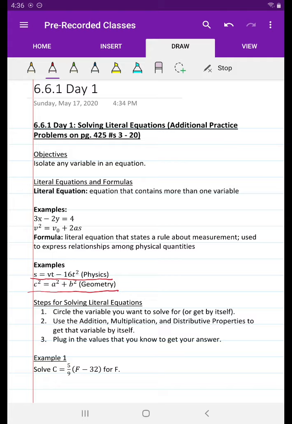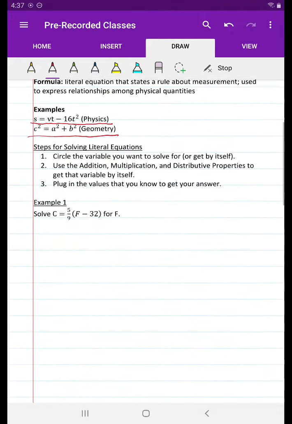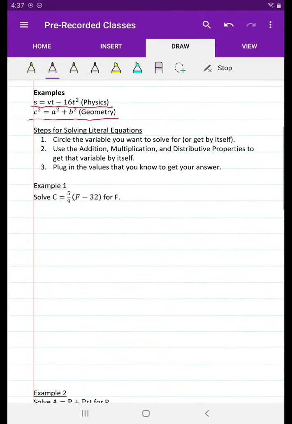So obviously, because we have more than one variable in these things that we'll be working with today, when we go ahead and isolate the variable that we're looking for, our answer will not be a single number. It will have other variables in it.